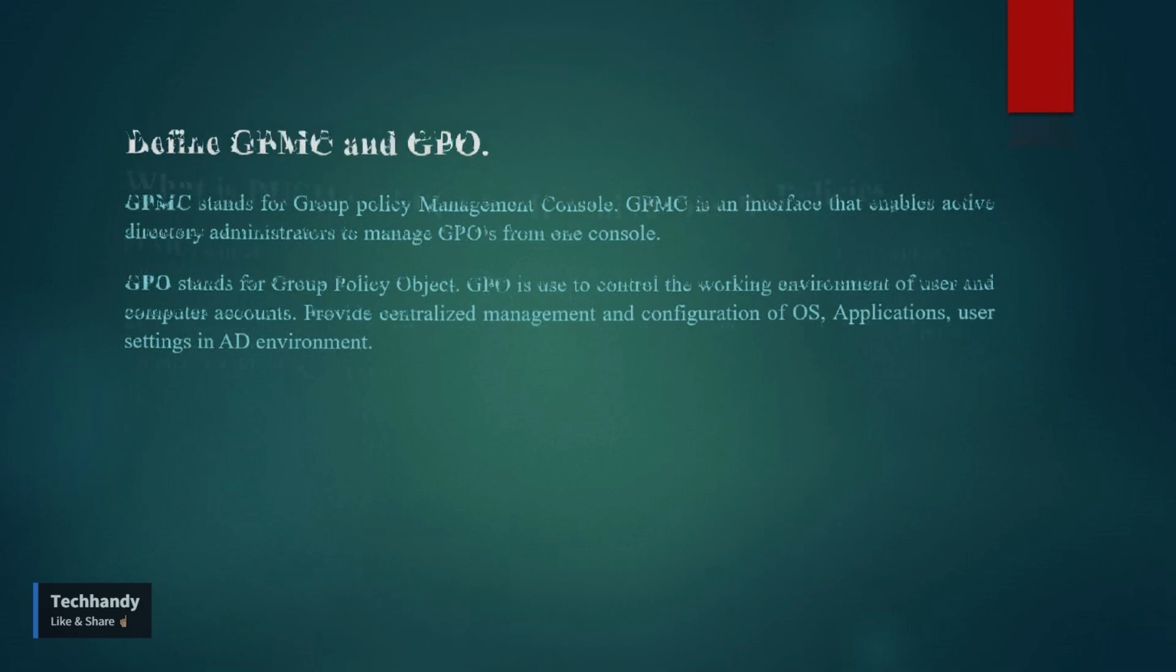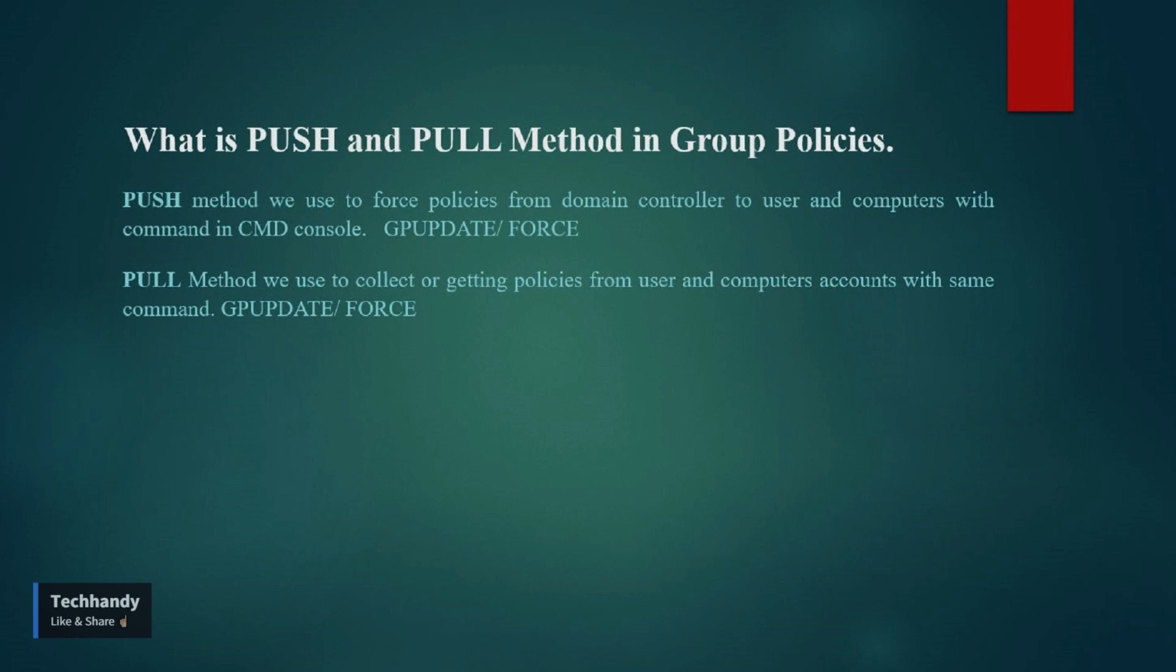What is push and pull method in group policies? Push method we use to force policies from the domain controller to users and computers with the following command in the CMD console. Pull method we use to collect or get policies from user and computer accounts with the same command.